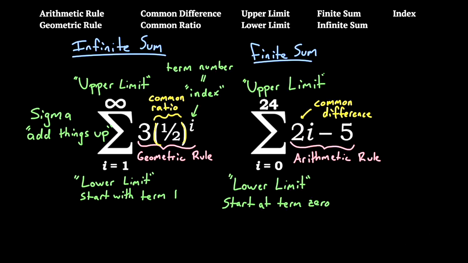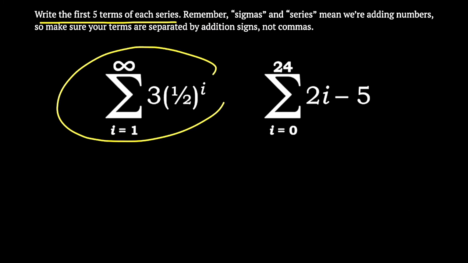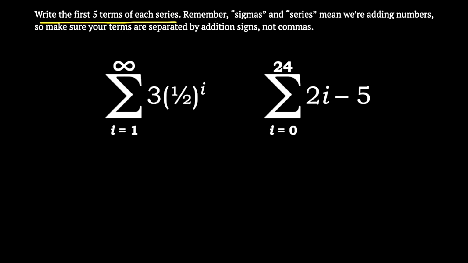So now we have some basic vocabulary under our belts. Let's take a look at actually working with these. Let's try writing out the first 5 terms in each series. So for the first one, remember, this is an infinite series. It's going to go to infinity, but we're just going to write the first 5 terms. And we're talking about a series, which means that we're adding things up. So when we separate the terms in the series, we're going to put plus signs in the middle, not commas.